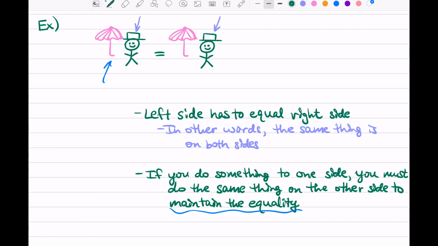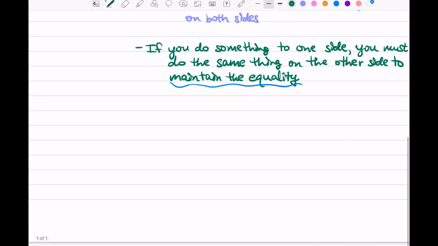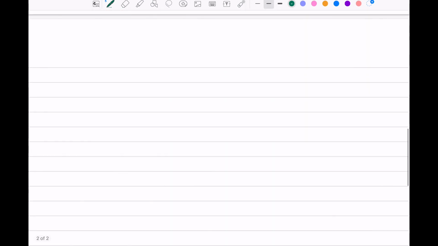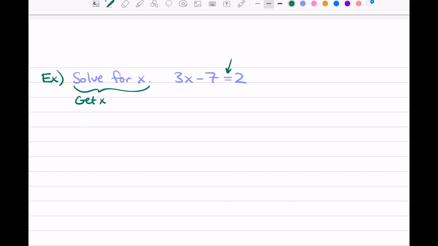Okay? That is what an equation is, and it's important to understand that, because the problems in your book are not going to have happy men like this. They're going to have equations that look a little like this. Solve for x. 3x minus 7 equals 2. We have something equal to something else. And it says solve for x. Well, that just means get x by itself.